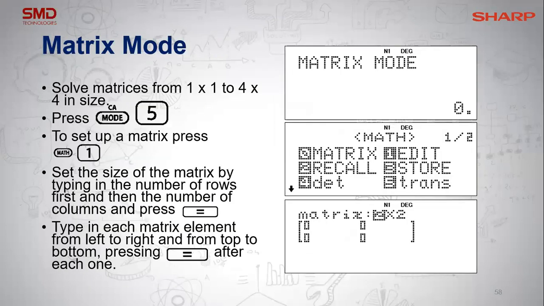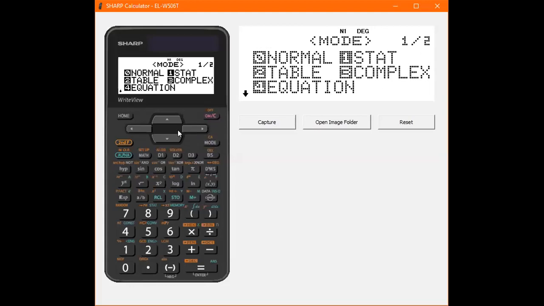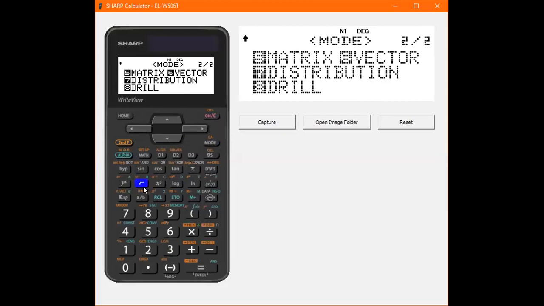All right, let's talk about matrices before I run out of time. And this is probably why you all wanted to come and see anyway. I'm going to do a matrix example on the calculator without going back to my notes, so forgive me if they don't look exactly the same. So what we're going to do is say mode, and matrices are number 5.